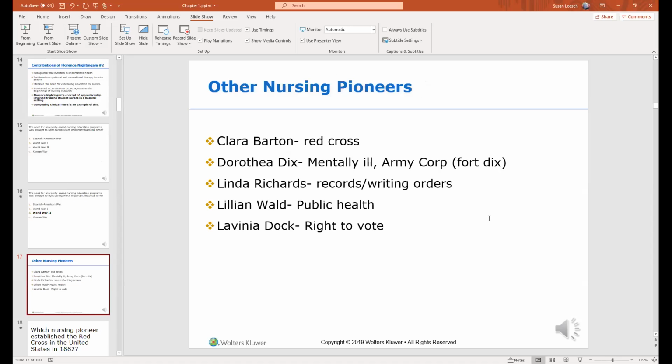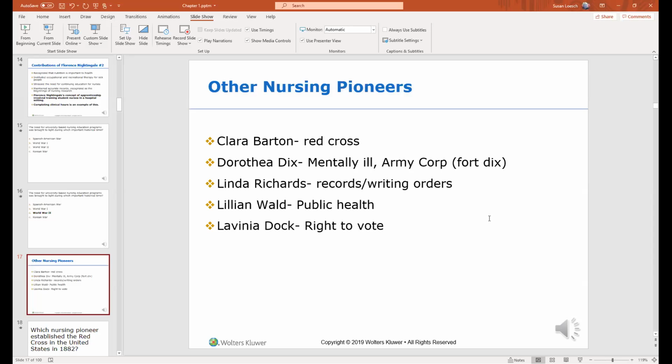Other nursing pioneers: Clara Barton, okay, she was mainly responsible for the Red Cross or the development of it. Dorothea Dix, I call her Fort Dix, okay. That helps me remember that she was instrumental in developing the Army Corps and leading them and establishing an Army Corps of Nurses. She also helped develop new treatments and standardized treatments for the mentally ill. Linda Richards, she was one of the first people responsible for us developing medical records and physician's orders.